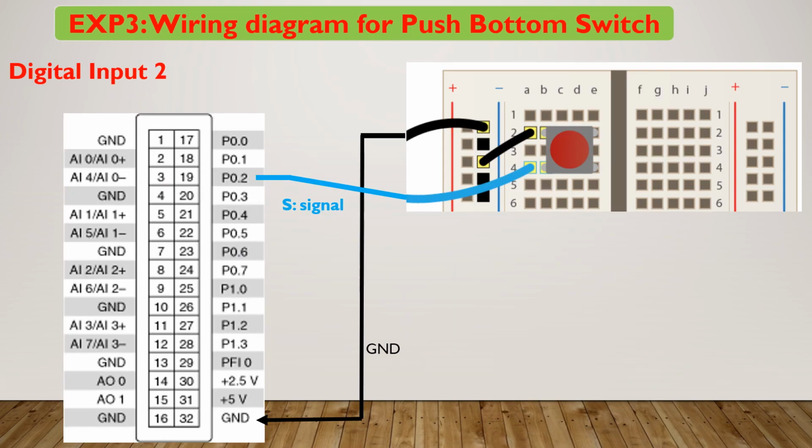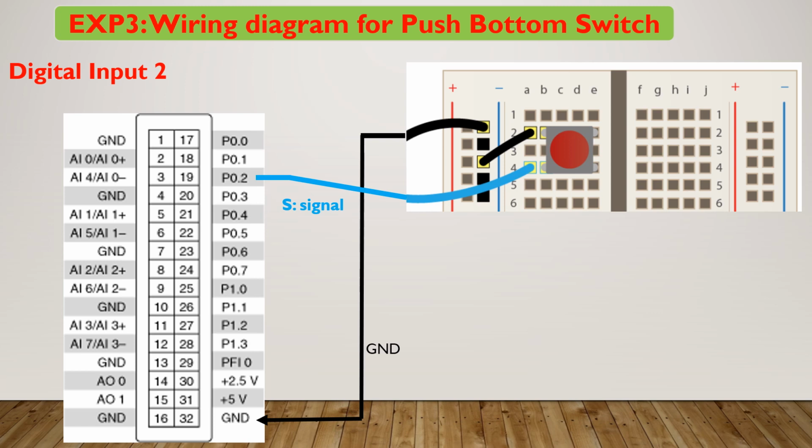So how we can connect a push button switch to a data acquisition card? As we learned before, from terminal 17 to terminal 28, we have 12 digital inputs, and in this slide we want to learn how we can connect a push button switch to digital input number 2. One side of the switch is connected to ground, and we connect terminal number 3 from data acquisition as a ground to one terminal of the switch, and signal terminal number 19 from the data acquisition card, or P0.2 pin, we connected as the digital input signal to one side of the switch button.